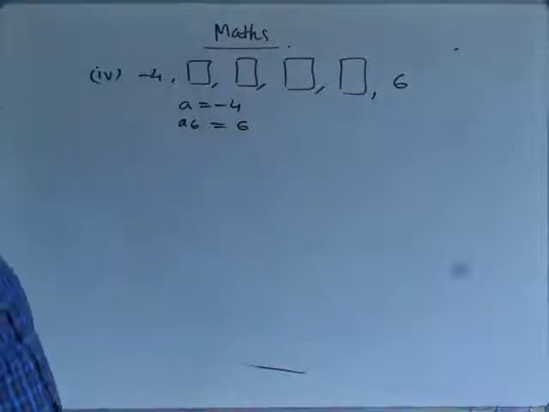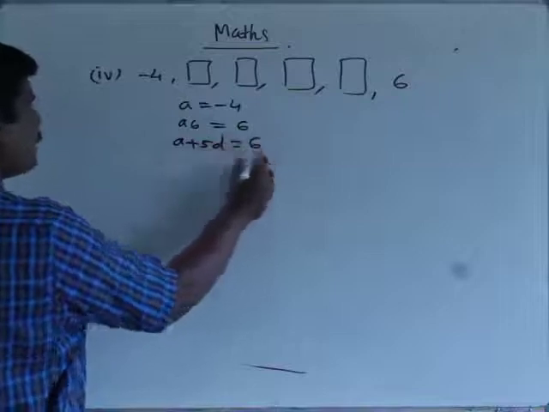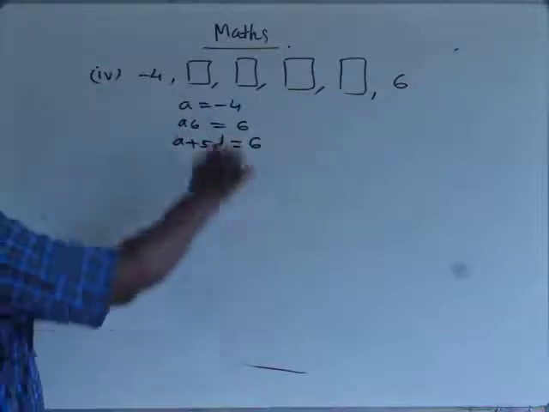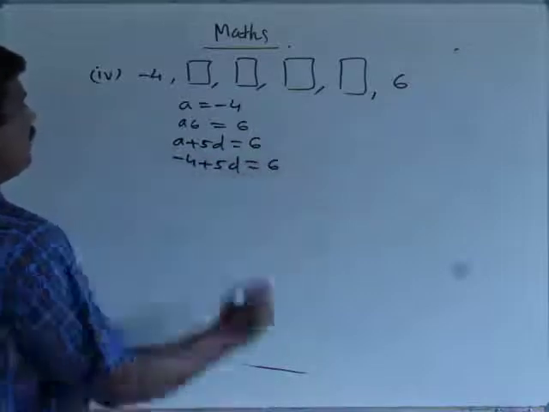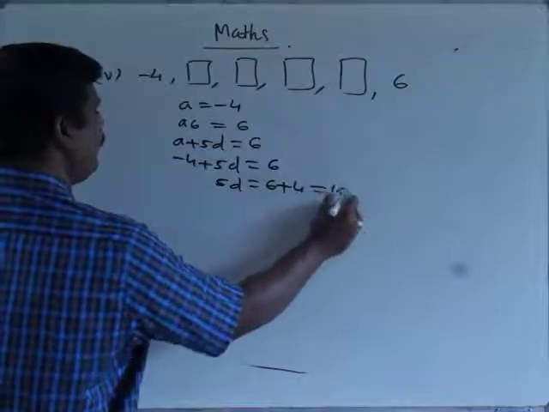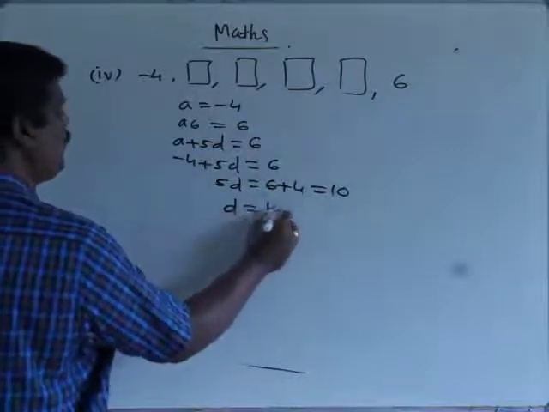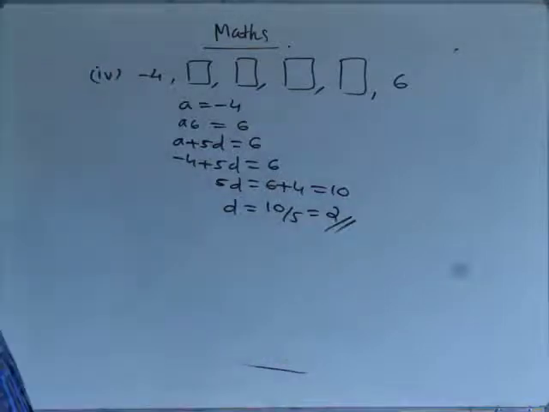Okay, a6 is expressed as a plus 5d. A plus 5d equal to 6. What is a? Minus 4 plus 5d is equal to 6. Then 5d equal to 6 plus 4 equal to 10. Then d equal to 10 divided by 5 is equal to 2. So the common difference d is equal to 2.